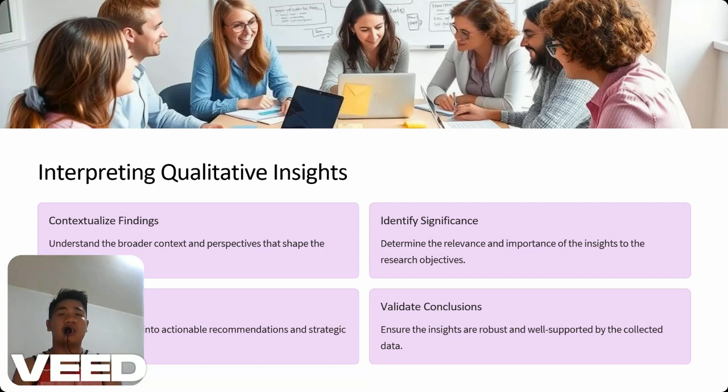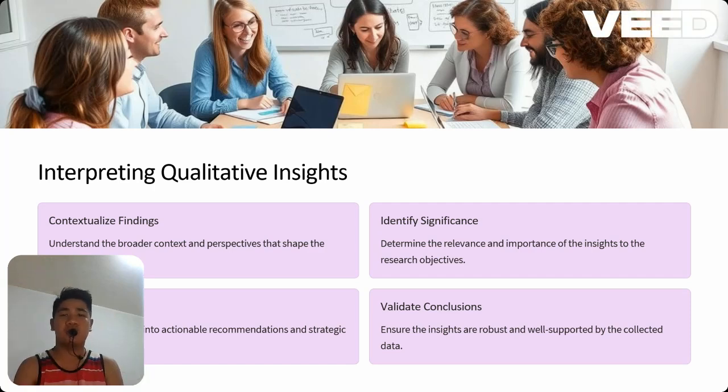Second is identify significance. Determine the relevance and importance of the insights to the research objectives. There should be a relevance. It can't be just an additional paper, just added to the pile in the database in Google Scholar or whatever publication. It should have relevance and importance that can help future researches that other researchers will conduct.